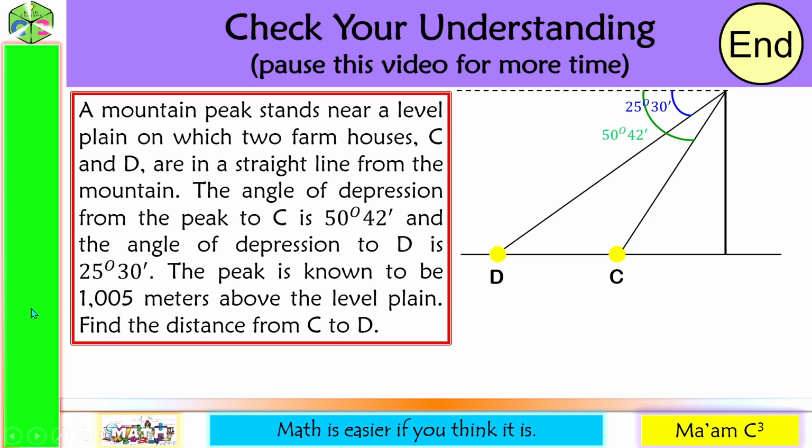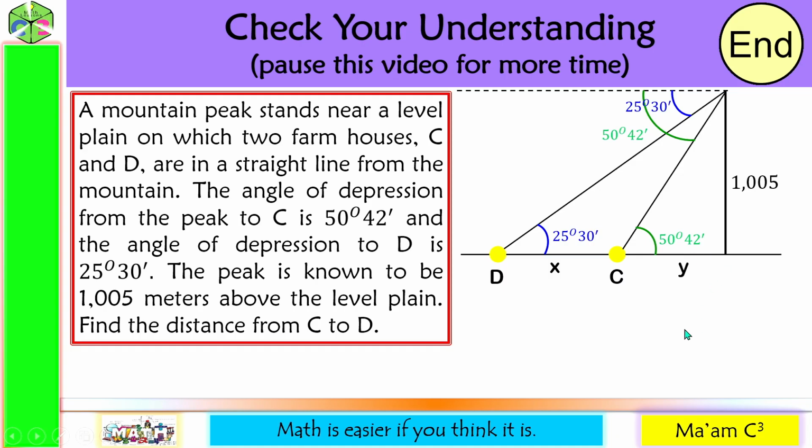The peak is known to be 1,005 meters above the level plain. So the height of the mountain is 1,005 meters. If this is 25 degrees 30 minutes, then this angle here is also 25 degrees 30 minutes, alternate interior angles. If this is 50 degrees 42 minutes, then this angle is also 50 degrees 42 minutes. And we are asked to find the distance from C to D. Let me label this as X. I'm also going to need the measurement of this portion. Let me label this as Y.